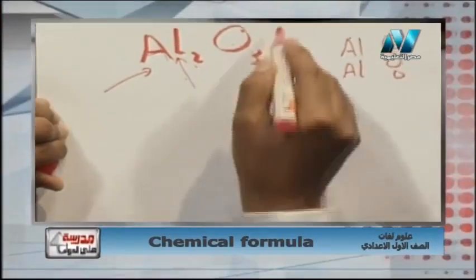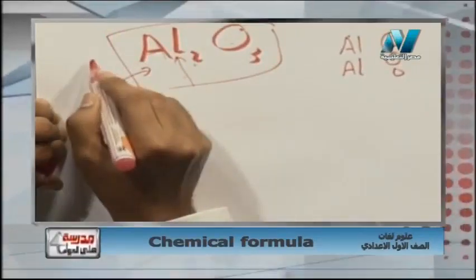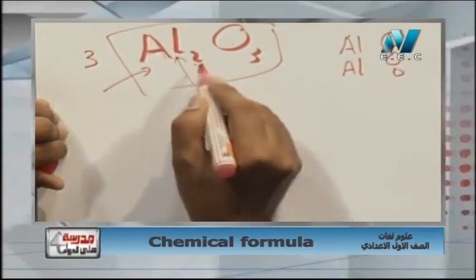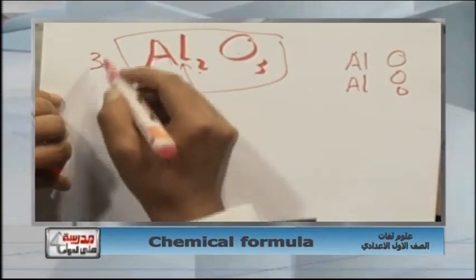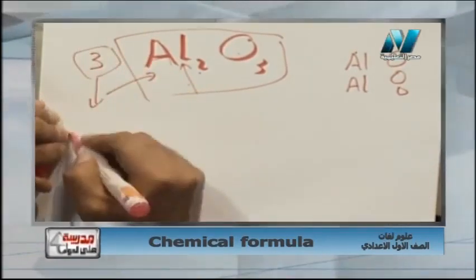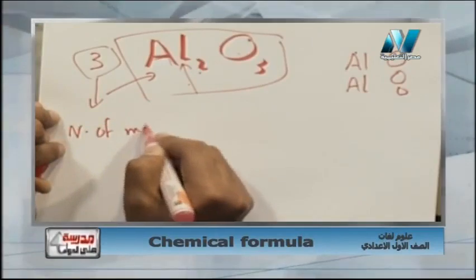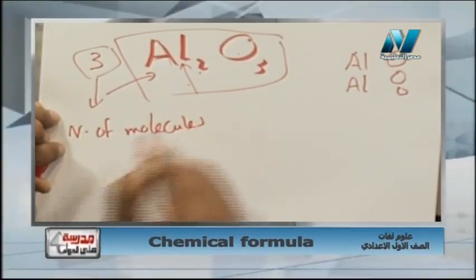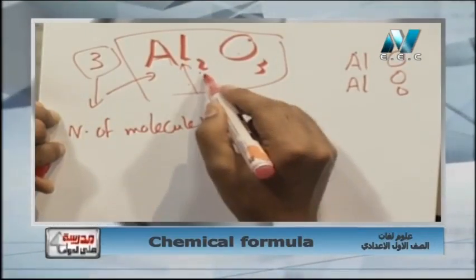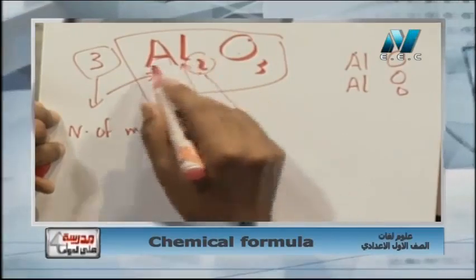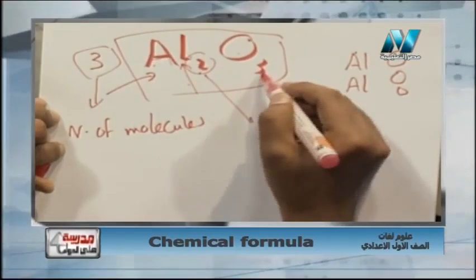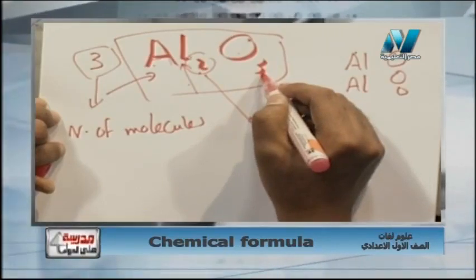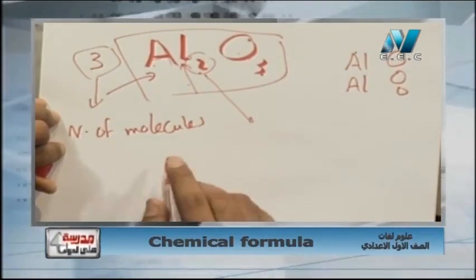Okay. Another one. If I say here 3Al2O3, what does it mean? Number one, 3 here means number of molecules. Number of molecules. 2, number of atoms of aluminium. 3, number of atoms of oxygen in one molecule.